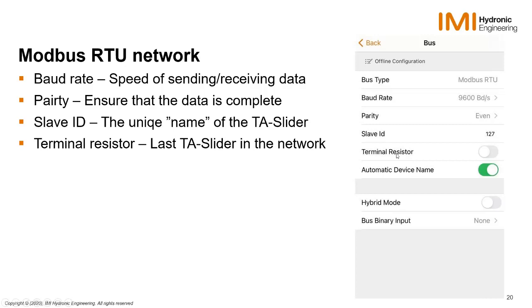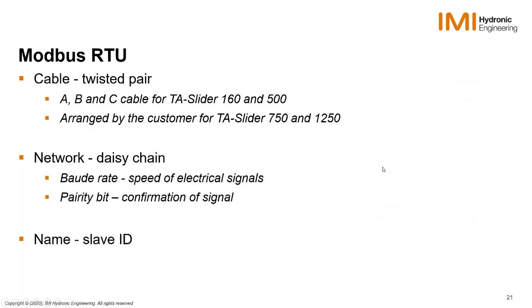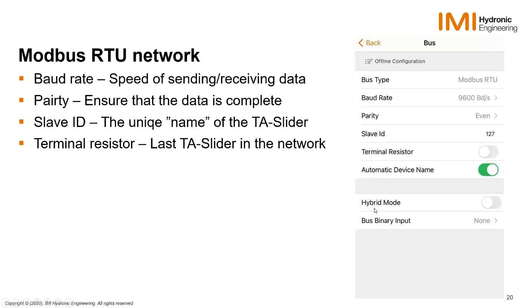And then you have something called a terminal resistor that you can activate or deactivate. This should always be active for the last slider in your daisy chain. When the signal is traveling along your daisy chain, at the end, it must have a terminal resistor. This is just to make sure that the signal is good, so you don't have any signal bouncing back, you could say, on the daisy chain. So just remember that the last TA-Slider needs to have the terminal resistor active. The automatic device name you can leave, and we speak about hybrid mode and bus binary input a bit later.